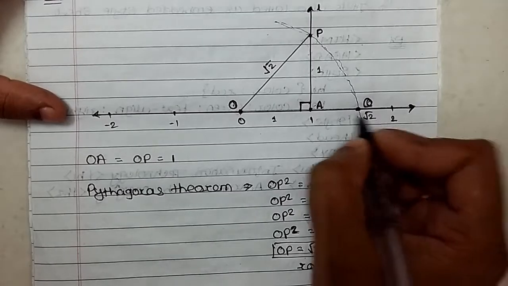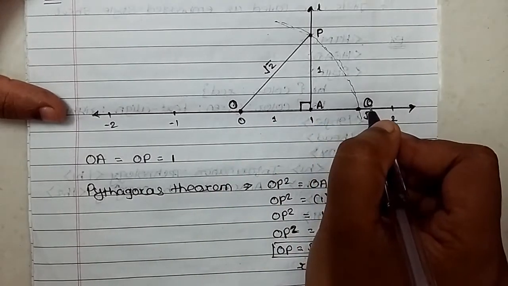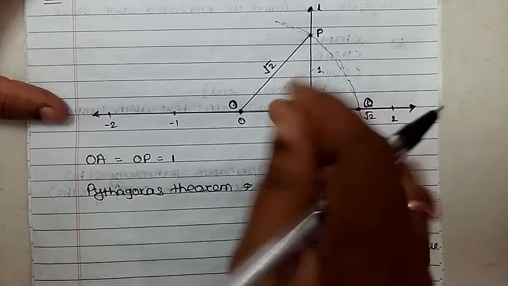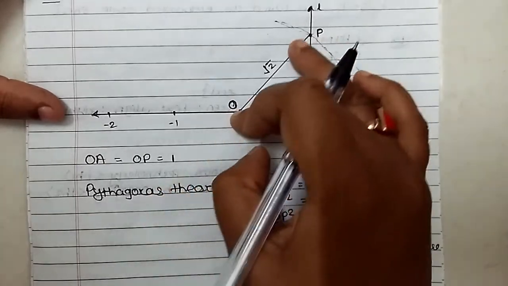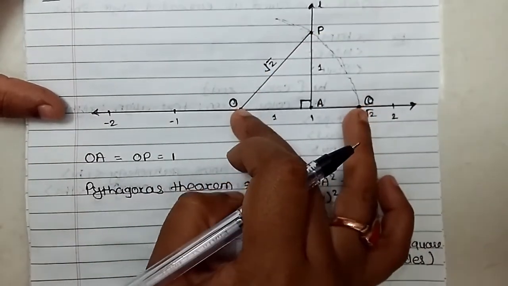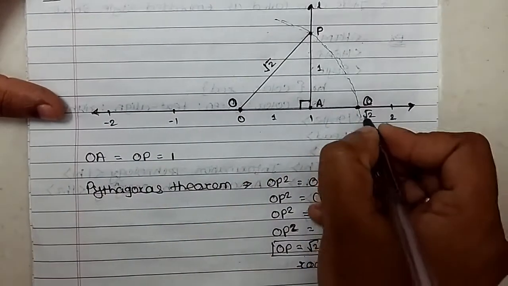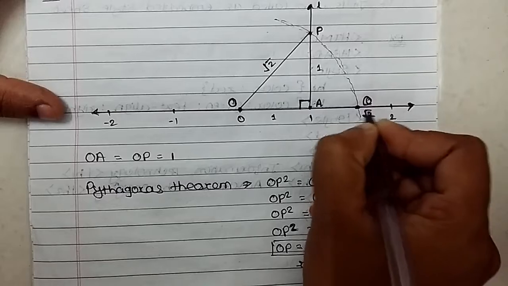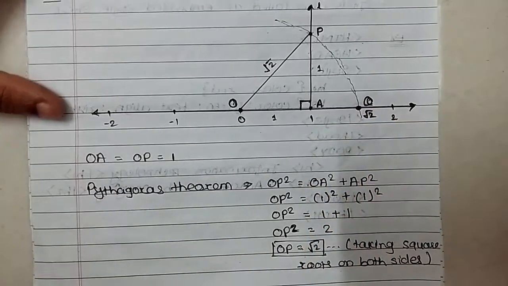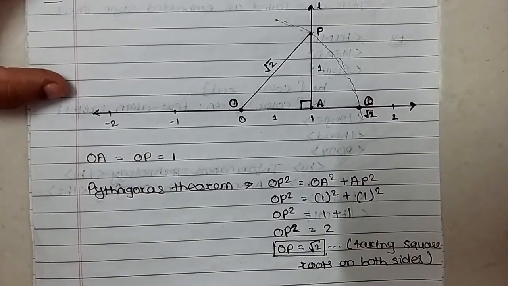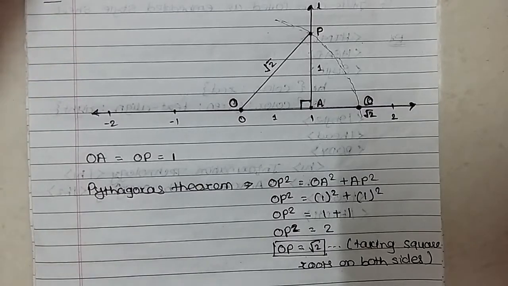Next one is what? Obviously the distance OQ is square root 2. Why root 2? Because this is the radius, so this is also the radius of this circle. So Q is root 2, and this root 2 we wanted to show on the number line, and this is your solution here. Clear? Understand?